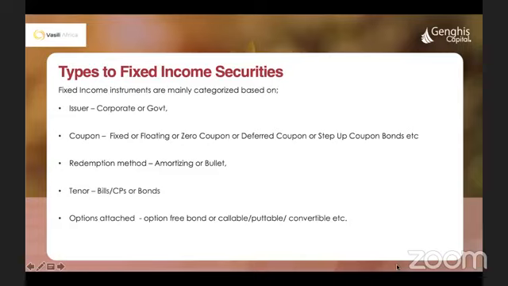The third category of classifying fixed income instruments is the redemption method. Redemption means how will I get back my principal? So here, bonds can either be amortizing or bullet. Amortizing means progressively along the way I'm being paid back my principal. Bullet means I will sit and wait to get principal payment once at maturity.